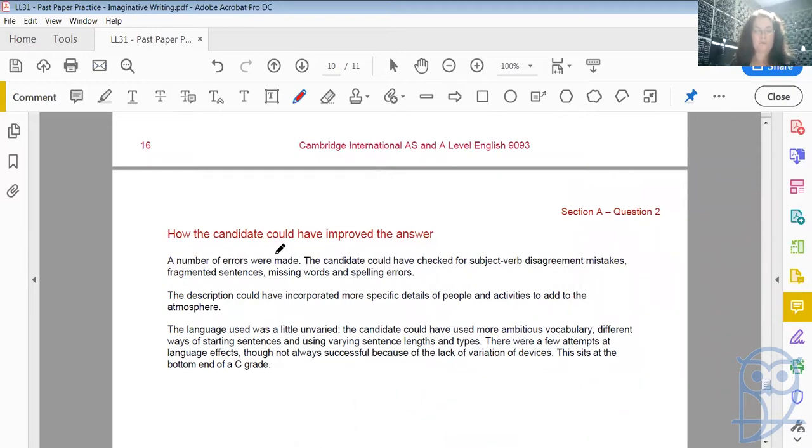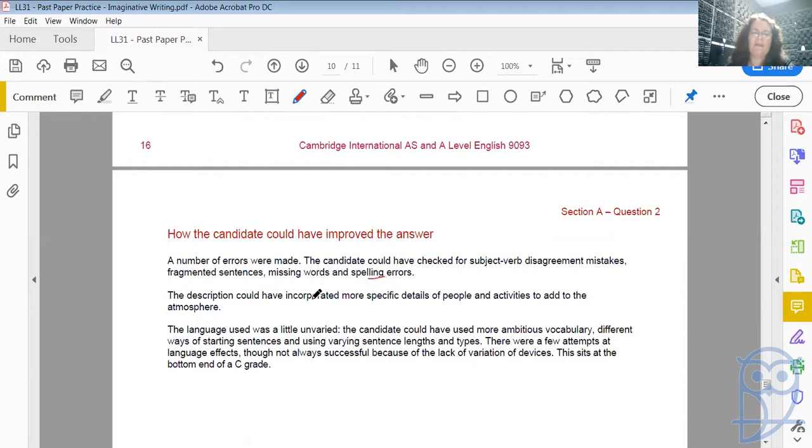A number of errors were made. The candidate could have checked for subject-verb disagreement mistakes. So that's where you saw S's on verbs where they shouldn't be, or vice versa. Fragmented sentences where there's an incomplete thought that's written as a full sentence. Missing words, as we saw with "throughout", and spelling errors. They happen throughout the whole thing, but not in a bad way, it's just occasional.